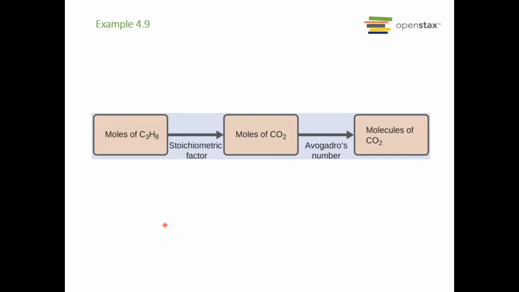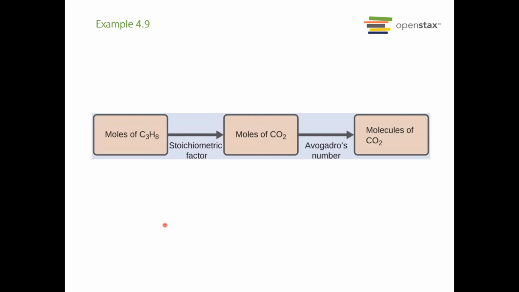And then if we look at this sort of flowchart, we can see kind of the same idea. We're starting with moles of C3H8. So this is going to be propane. If you've ever had a propane grill for barbecuing or whatever, C3H8 would be the fuel. And with it, we could combust that propane, turn it into carbon dioxide and water vapor.